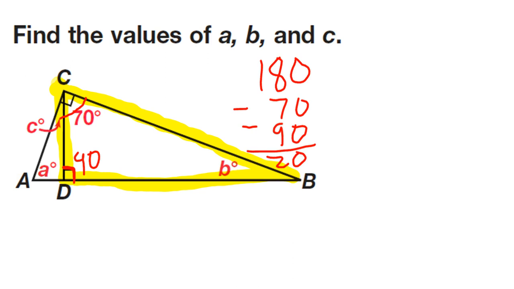Now what angle did we just find? Remember, we're looking in this triangle, the one that's highlighted, so that means we just found angle B. That was 20 degrees. Okay, that wasn't too bad. So I'm going to get rid of my highlighting here.